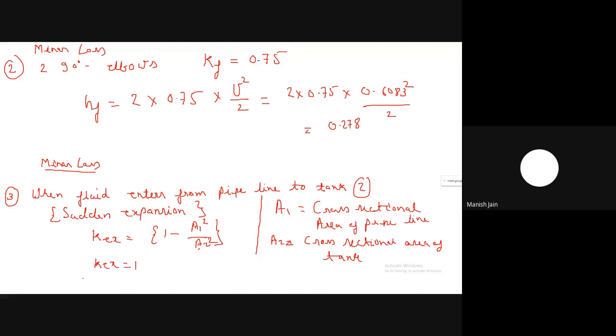Now you have to calculate Hex. So Hex equal to Kex multiplied by V square by 2. Just substitute the value of Kex equal to 1 multiplied by 0.6083 square by 2. You will get the Hex, that is equal to 0.185 joules per kg.